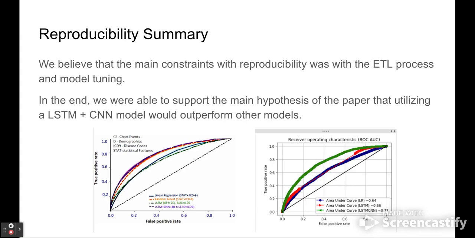To conclude, we believe that the main constraints with reproducibility were with the ETL process and model tuning, but in the end, we were able to support the main hypothesis of the paper that utilizing an LSTM plus CNN model would outperform other models. You can see here that our ROC and AUC curves are similar.